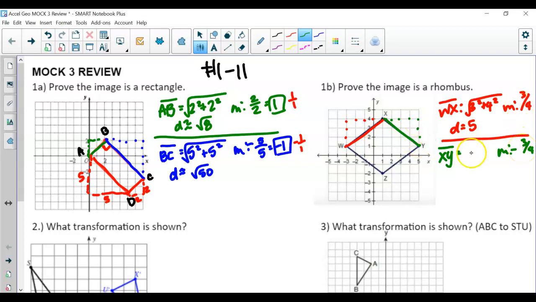Then let's keep going. Again, 3 squared plus 4 squared, and take the square root, which gives us a distance of 5. So notice we do have congruent sides. Again here, 1, 2, 3, 1, 2, 3, 4. Same thing. So all sides have the congruent side length, but no 90-degree angle from the slope.